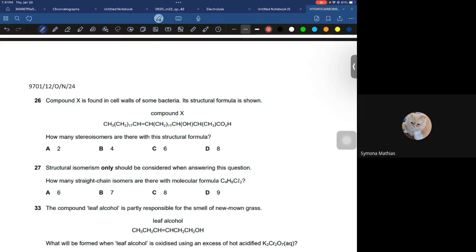How many stereoisomers are there with this structural formula? Anji, so is it D? How is it D?